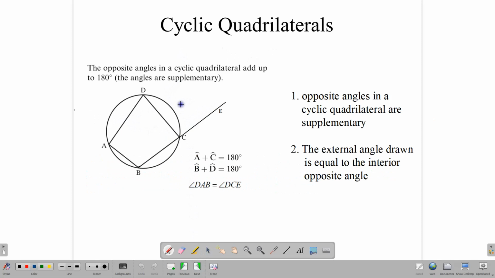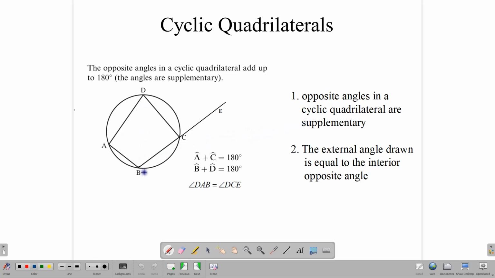What exactly is a cyclic quadrilateral? Well, a quadrilateral is a four-sided shape, a four-sided polygon, and to be cyclic, it needs its vertices on a circle. So any shape for that matter that has its vertices on the circumference of a circle is called cyclic. So here our cyclic quadrilateral is a quadrilateral with its vertices A, B, C, D on the circumference of the circle. And there are two theorems that are associated with cyclic quadrilaterals.